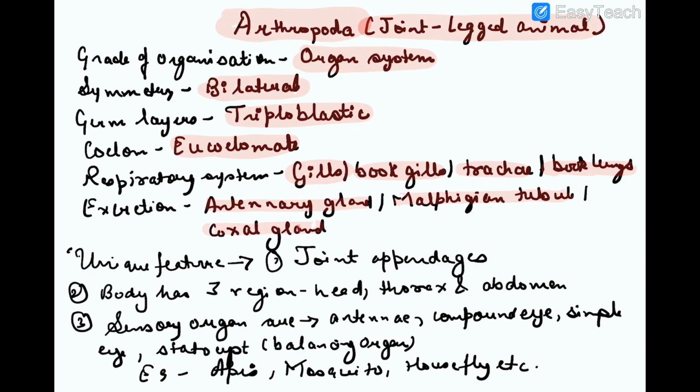Now, unique features of Arthropoda are as follows. They have joint legs or joint appendages, which I have already told you. The legs are joined at one point or the other, so they are known as joint-legged animals. Body is divided into three parts, that is head, thorax, and abdomen. Sensory organs: they have antennae, for example, found in cockroaches. They have compound eyes, simple eyes, or statocyst, which is a balancing organ. Examples are Apis, which is the honeybee, mosquito, and housefly.